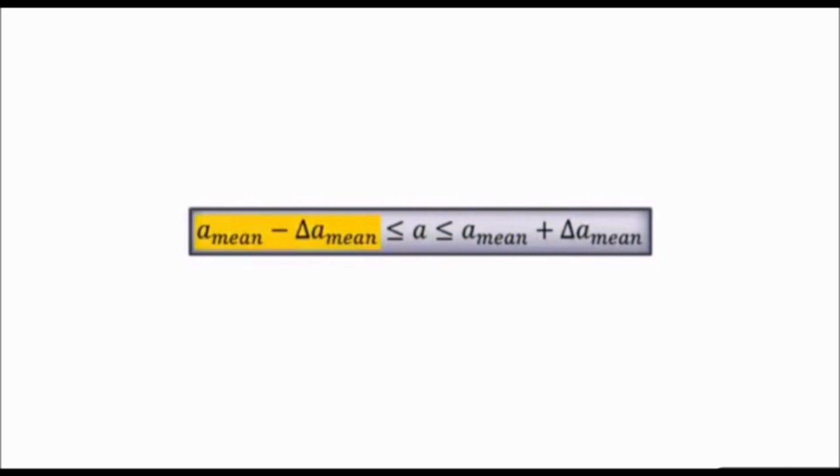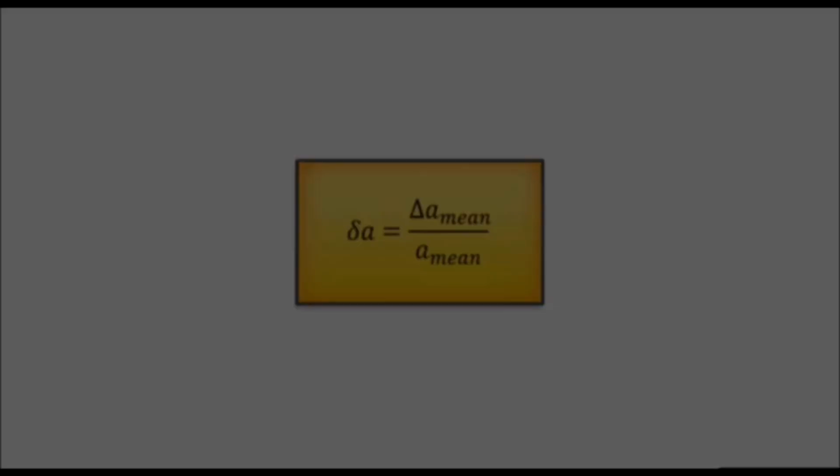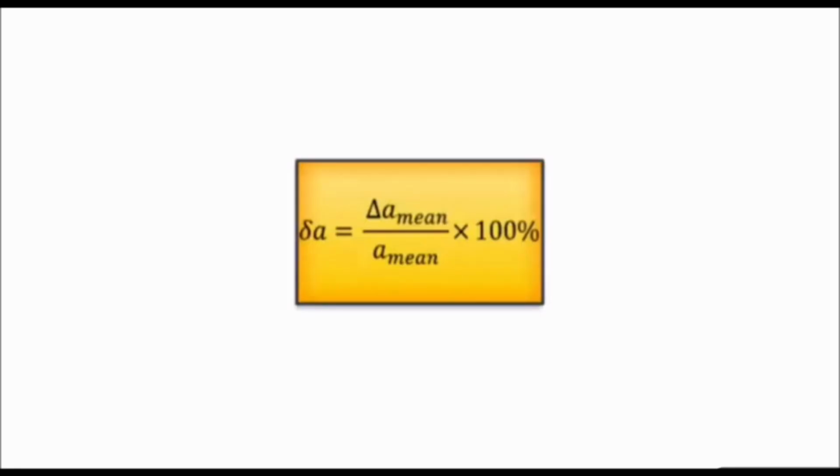So A is the real one. So the value is what? A mean minus del A mean or A mean plus del A mean. The value lies between the negative one and the positive one. So we'll say that del A stands for what? Delta A mean by A mean. So absolute error mean divided by what? The real arithmetic mean. If I want to calculate the percentage error, we can say that it's the relative error into percentage. That is delta A mean by A mean into what? 100%. Thank you.